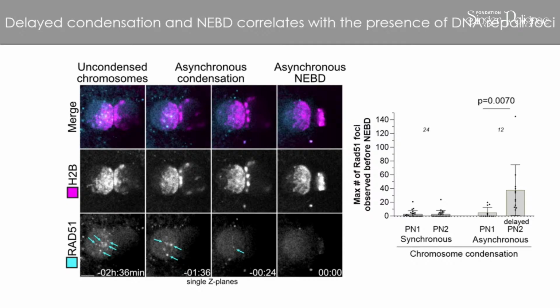And so we have, again, this asynchronous chromosome condensation that in most cases also results in asynchronous NEBD. But now with this reporter, we can quantify the number of foci, and as you can see here, in the delayed nucleus, we frequently see an elevated number of RAD51 foci.